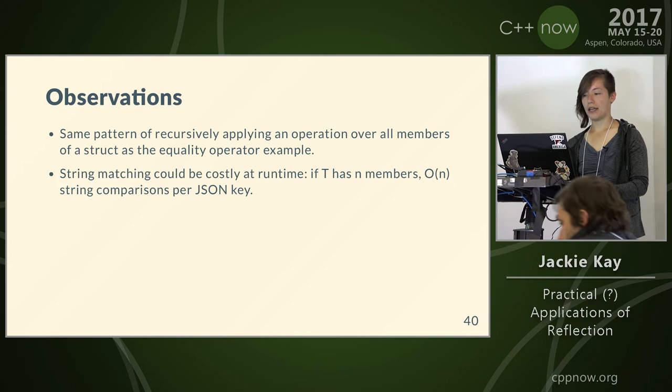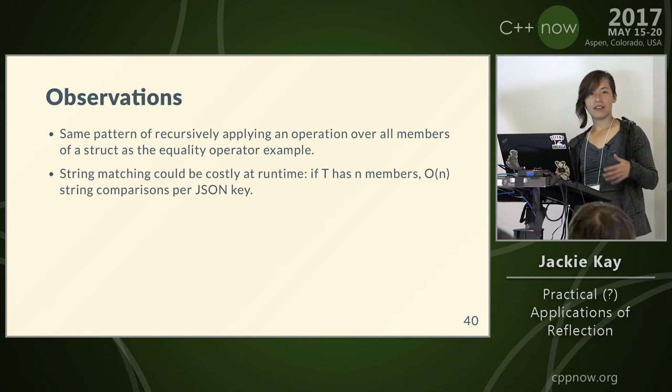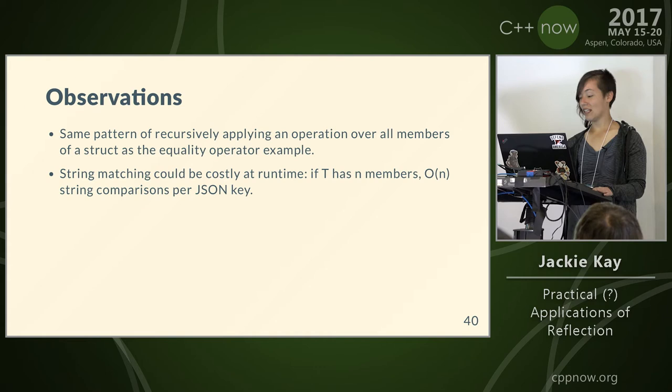As I said, this is kind of the same pattern of this recursive call over all the members. That's quite simple once you understand the syntax, I think. And then the string matching. For me, I wrote this and I was like, this is gonna be really bad runtime performance. Usually, when we do metaprogramming, it's like, okay, this might take a really long time to compile, but I know that I'm pushing some cost from compile time to runtime, but this is basically O of N string comparisons per member in the struct.